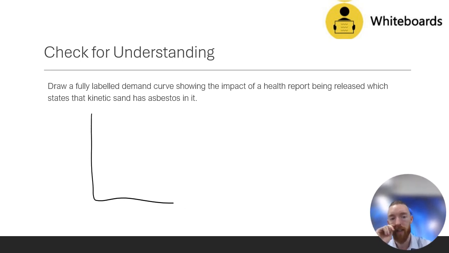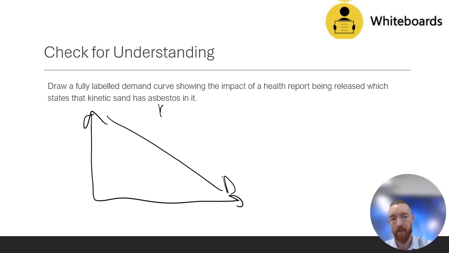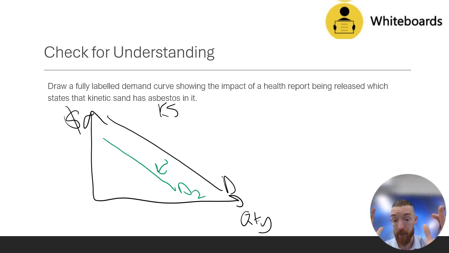Right. Hopefully, you know this is essentially unfavorable advertising or the opposite of a trend. We're going to have a demand curve initially for the kinetic sand, which I'm going to call KS, price, quantity. And once they find out there's asbestos in kinetic sand, we're going to demand less of it, because I don't know about you, but I want less asbestos.